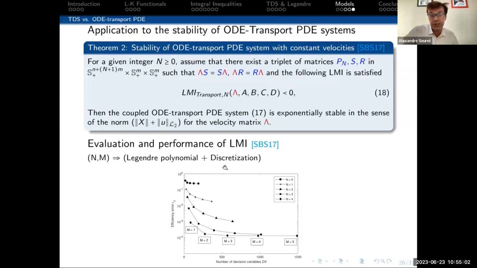But when you do the discretization, you increase a lot the discretization of the space, of the delay interval. You increase a lot the number of decision variables, and you improve the stability condition, reduce the conservatism, but at the price of a very high increase in the number of decision variables.